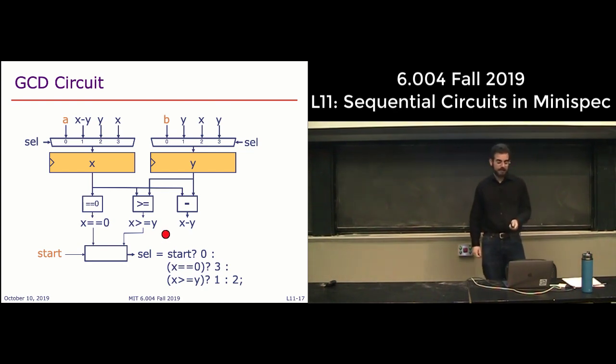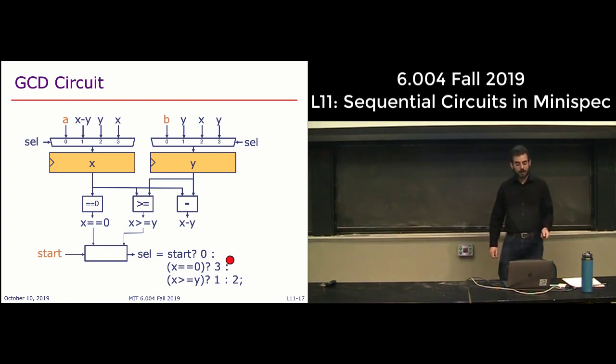And then the select signal is just a chunk of combinational logic that uses these inputs to see: do we need to start? And if not, are we done? And if not, do we need to subtract, or do we need to swap? I'm not going to draw the gates, but this is a very simple expression, which is just a couple of maxes. Okay. Any questions?